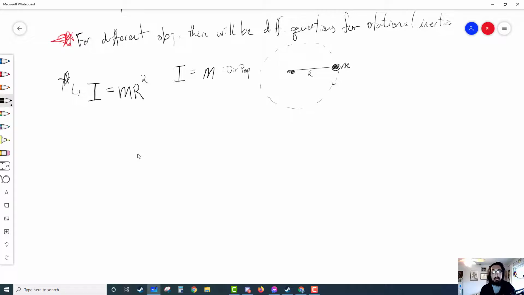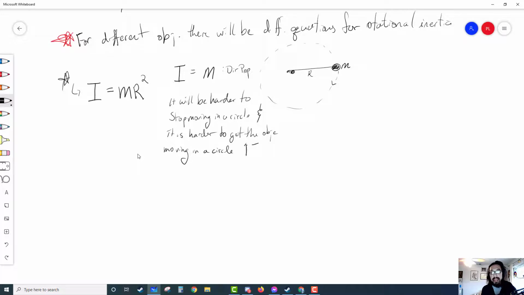Okay, so what does that mean? So if the mass were to increase, the rotational inertia would increase. So it's very important to know how to put these things into sentences. So what this means is it will be harder to stop moving in a circle. Okay, and this is an important part, it is harder to get the object moving in a circle. All right, so this is what it means if your inertia increases.